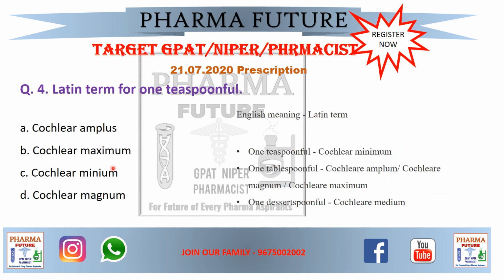Fourth question, that is the Latin term for one teaspoonful. Option A cochleare amplum, option B cochleare maximum, option C cochleare minimum, option D cochleare magnum. Latin terms with their English meanings: one teaspoonful is equal to cochleare minimum. One tablespoonful is also called cochleare amplum, cochleare magnum, and cochleare maximum. One dessertspoonful is also known as cochleare medium in Latin term.